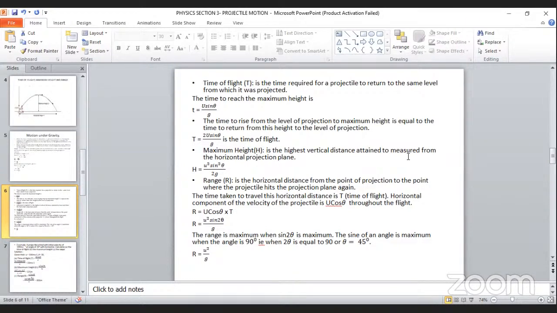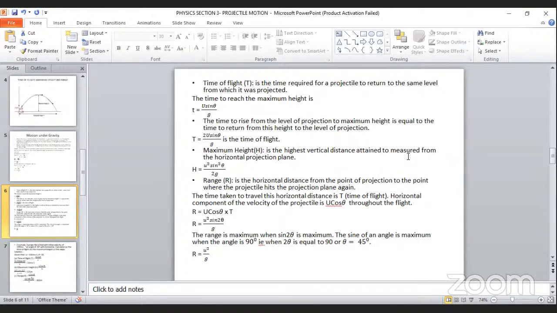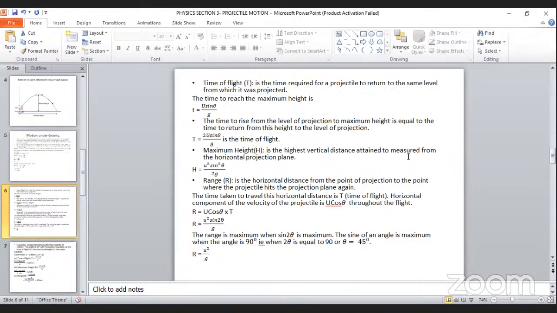Also, I thought you said time of flight. No, I said time to reach the maximum height. U square sine theta square over 2g. U sine theta over 2g. Very wrong. Chika, you've gotten it now. So can you tell us now? Time to reach the maximum height, U sine theta over g.